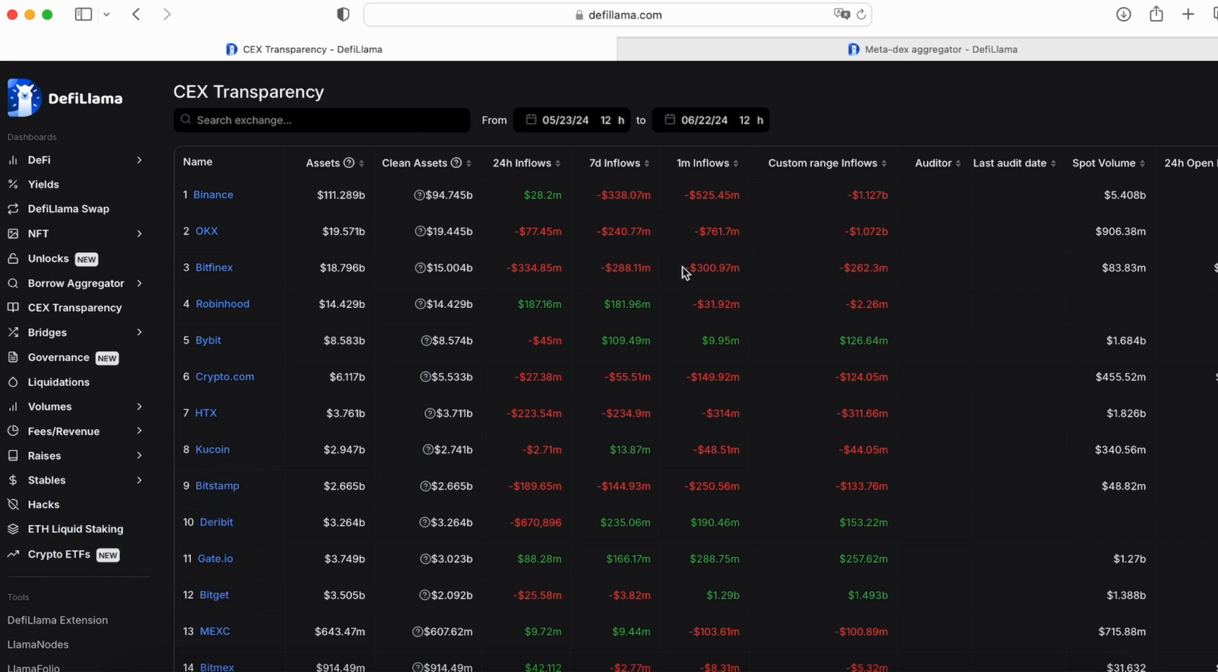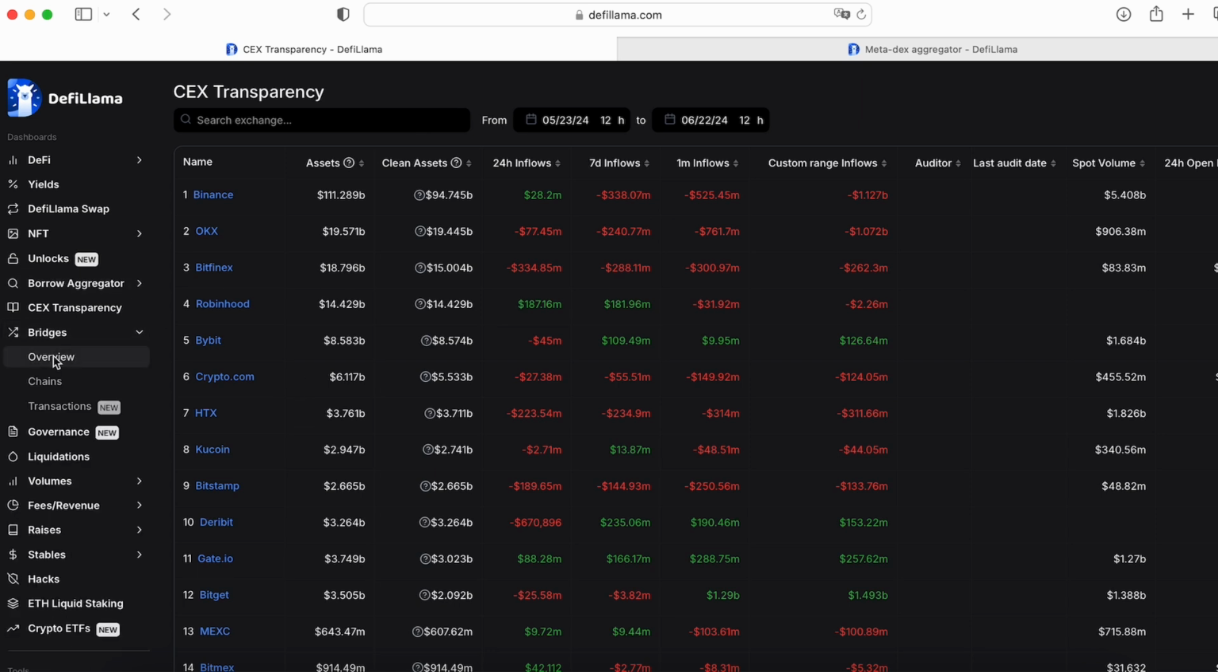But of course, you can't make your own decision based just on inflow or outflow, because sometimes people just send some coins to centralized exchanges, right? Sell them and just distribute the money to different wallets. So it doesn't mean something is bad with the centralized exchanges, right? So everything is okay. But you can track this data also.